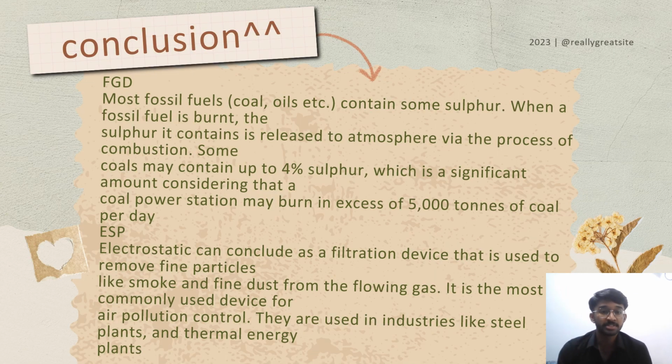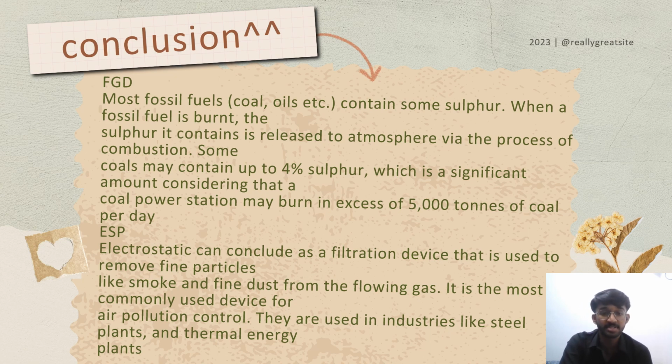So in conclusion, most fossil fuels contain some sulfur. When a fossil fuel is burned, the sulfur is released to the atmosphere via the process of combustion. Some coal may contain up to 4% sulfur, which is a significant amount considering that a coal power station may burn in excess of 5,000 tons of coal per day.